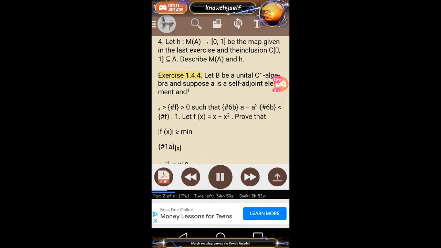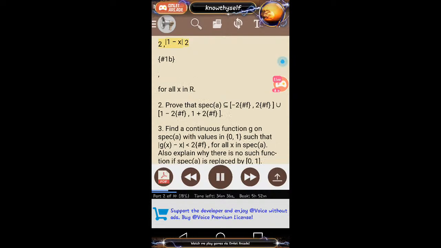Exercise 1.4.4. Let B be a unital C* algebra and suppose A is a self-adjoint element and 1/4 > ε > 0 such that the norm of A minus A² is less than ε. 1. Let f(x) = x − x². Prove that f(x) is greater than or equal to the minimum of |x| and |1 − x|² for all x in R.